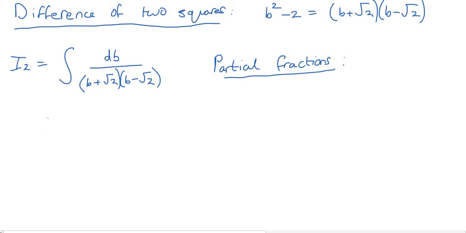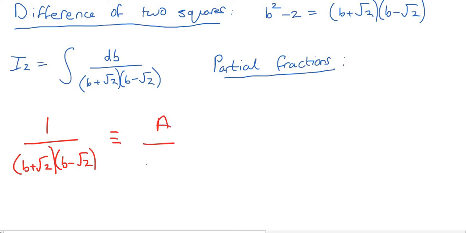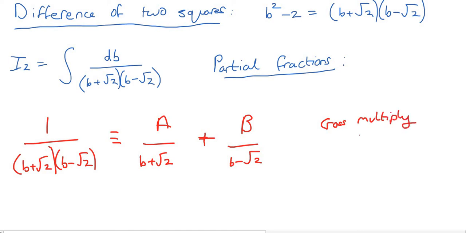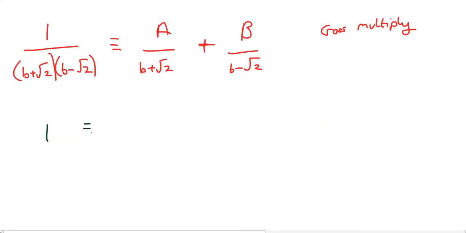So basically what we want to do is write the fraction 1 over (b plus the square root of 2)(b minus the square root of 2) as a sum: A over our first term, b plus the square root of 2, plus B over the second term, b minus the square root of 2. So now, what we need to do is cross multiply, and by this I mean clear the denominators. Right, and we get 1 is equivalent to A lots of (b minus the square root of 2) plus B lots of (b plus the square root of 2).